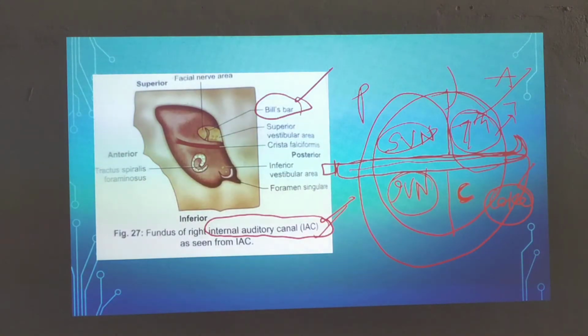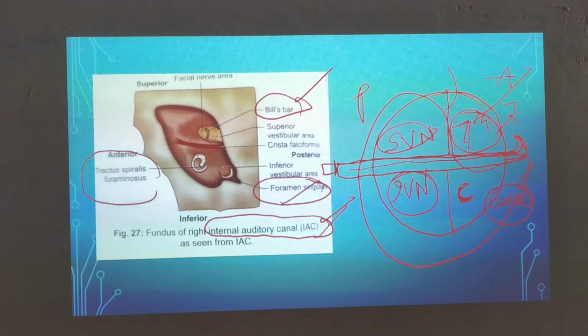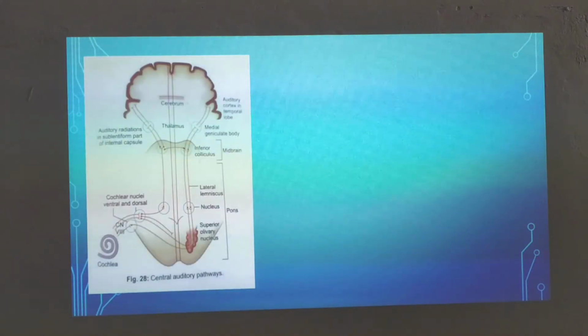So this is the tractus. Posteriorly and inferiorly you could say, tractus spiralis foraminosus. What is this one? Foramen singulare. So this is the posterior vestibular, this one is the posterior canal, the singular nerve, as we have seen already. Very important.